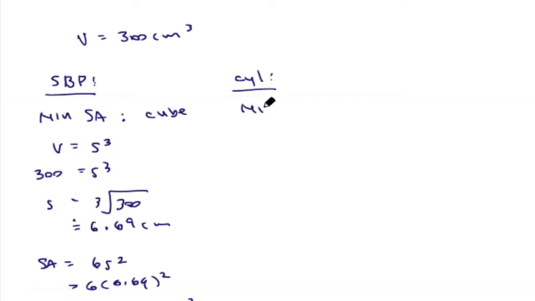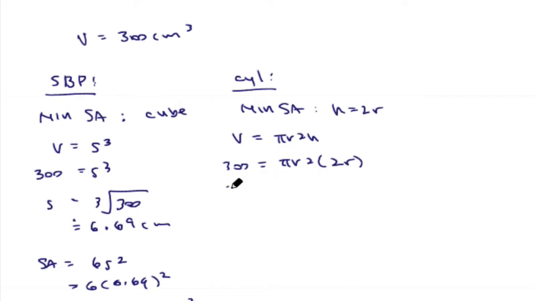So for a cylinder, to minimize the surface area, we want the height to equal 2 times the radius. So volume of a cylinder is pi r squared times height. So if volume here has to be 300, we can plug that in. Height has to be 2r, which we just said. So this means that we can simplify this side to be 2 pi r cubed, and r we can find by doing the cubic root of 300 divided by 2 pi.